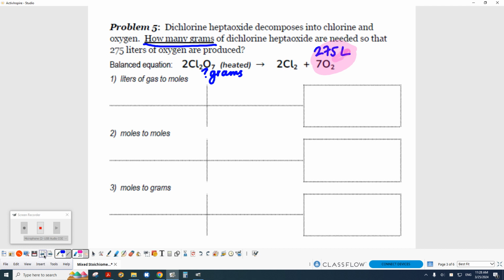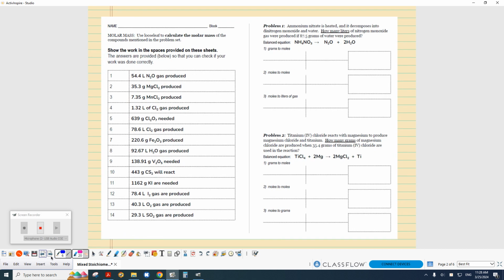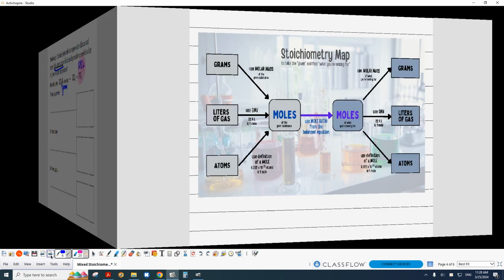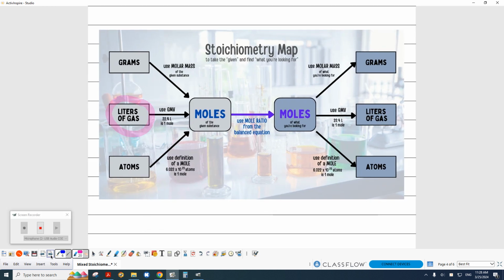So let's consult the map. If in fact we are starting with liters and we're looking for grams, what might be the 3 steps? Step 1, convert liters of gas to moles of that substance. Step 2, convert moles of that substance to moles of what you're looking for. And step 3, convert moles of what you're looking for to grams of what you're looking for using the molar mass of what you're looking for.